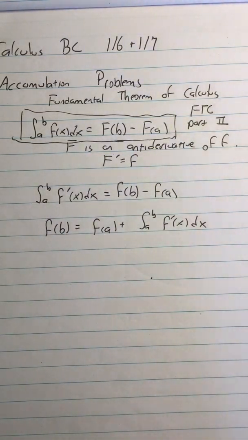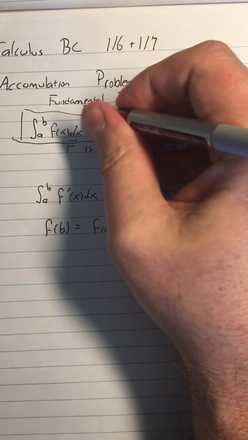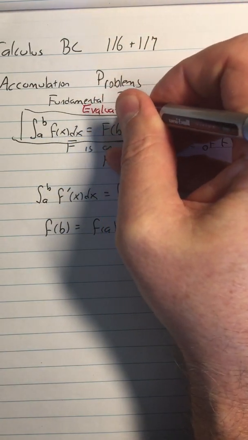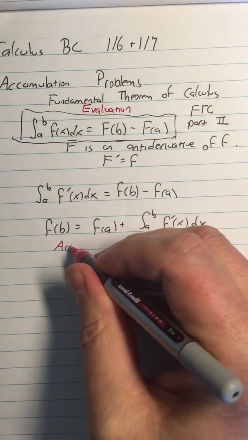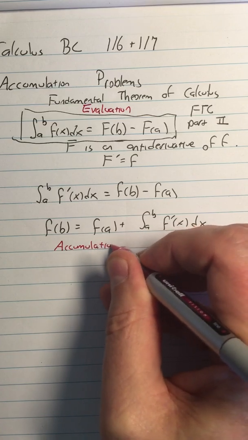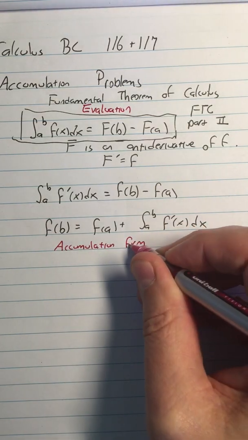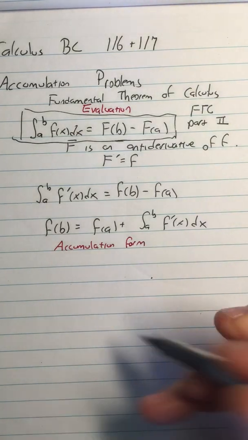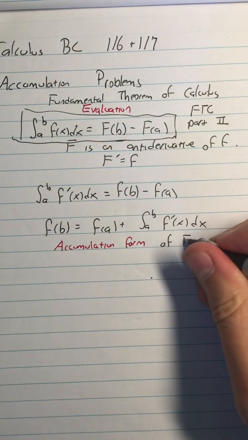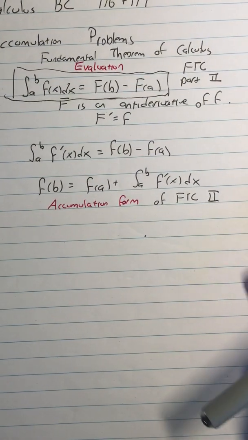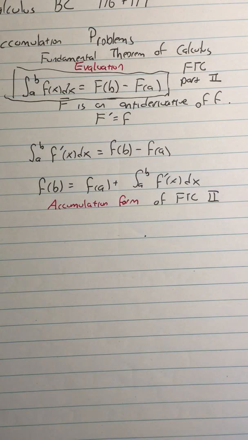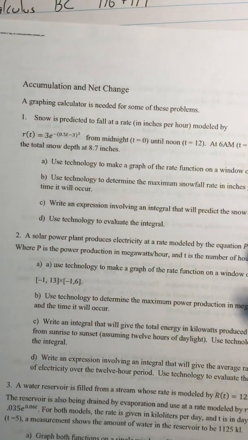Now, also, this form can be called the evaluation form because it allows us to evaluate an integral. All right, this is called the accumulation form, or it's sometimes called, that's also not universal, but it's common enough to warrant mentioning, the accumulation form of FTC part 2. All right, so that's what that's sometimes referred to as. All right, well, so what? What can you do with it? Well, I'll tell you what you can do with it. You can do problems like this: accumulation and net change.